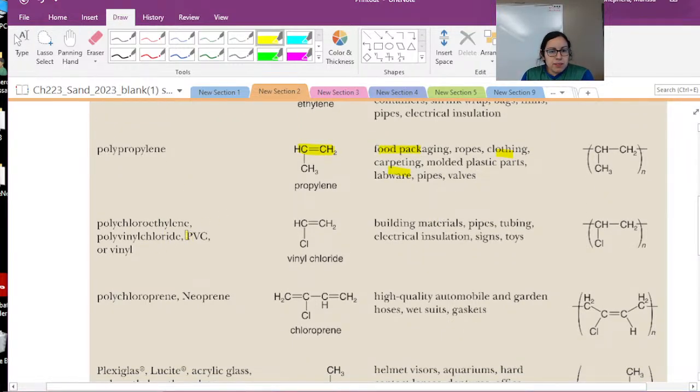And then PVC, or vinyl chloride, gives that harder plastic that you see in water tubing or pipes, and other building materials.